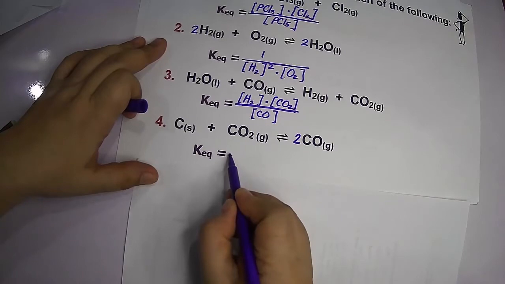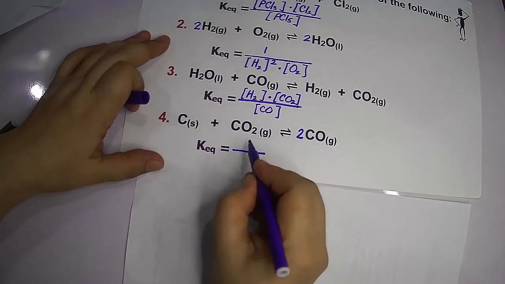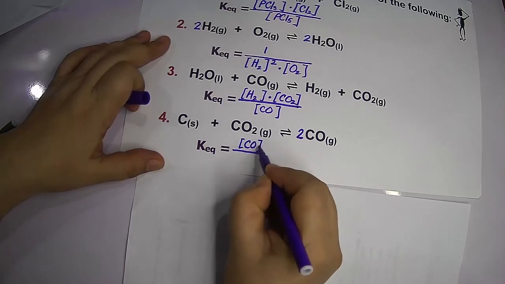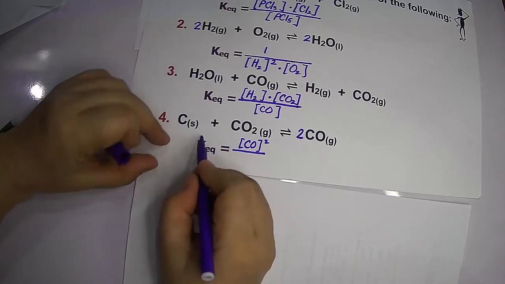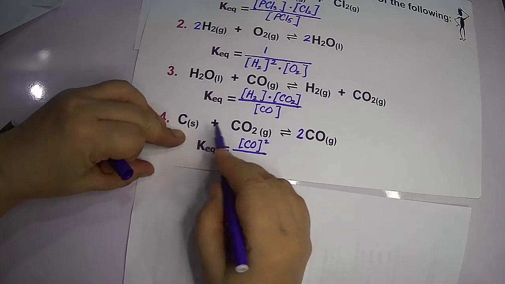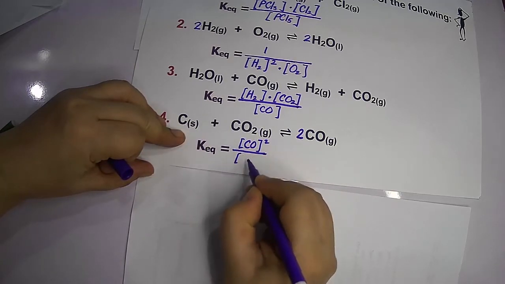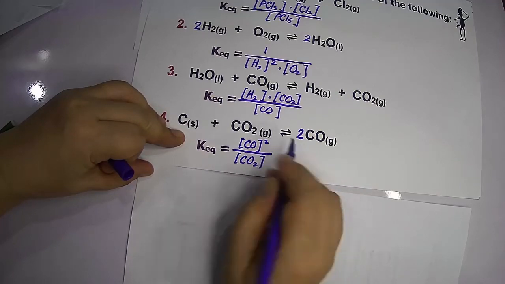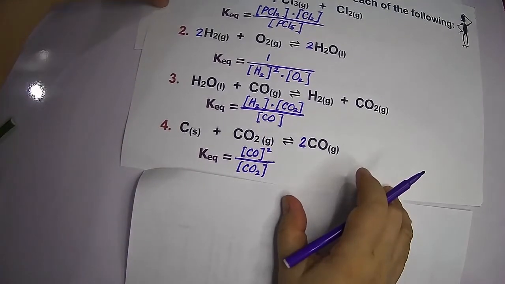Okay, so the numerator will be the product raised to its coefficient. We have only 1 product, carbon monoxide, raised to 2. And the denominator, the reactant, since this is solid, again, this is taken as 1. Any quantity that's multiplied by 1 is the quantity itself. So we have in the denominator carbon dioxide. Okay, and we have one coefficient for carbon dioxide.